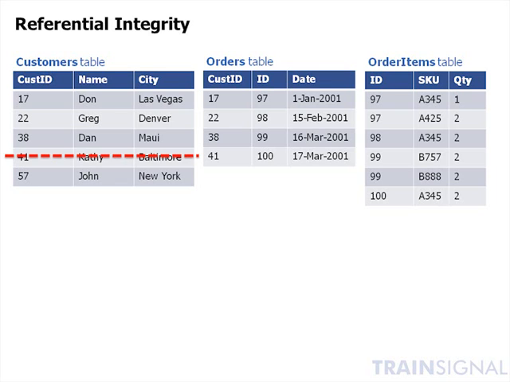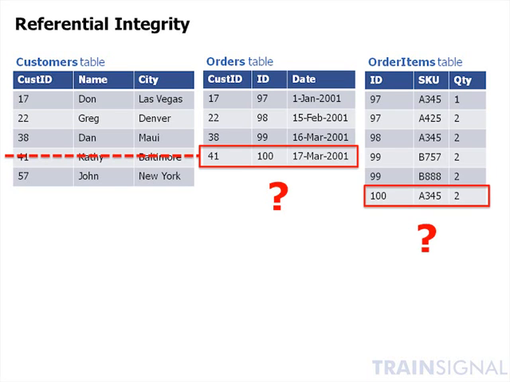If I delete a customer, let's say customer ID 41, I've left an orphan row in the orders table. The orders table is now referring to a customer ID, number 41, that doesn't exist. I can't just go in and delete that because it would also leave an orphan in the order items table. It has an order ID 100 that would no longer exist. So I've created an orphan, and I could create a second orphan if I wasn't careful.